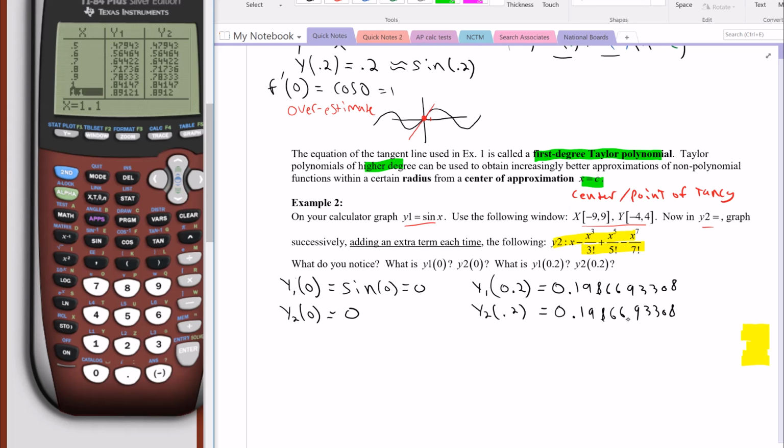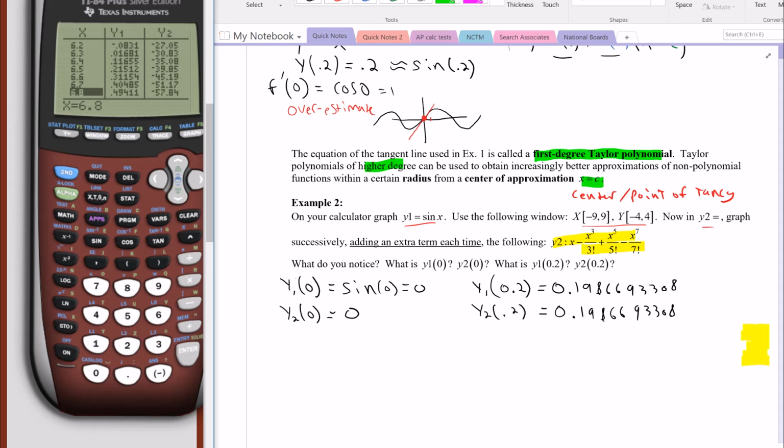Here's where they start getting a little bit different. At 1.1, you can see that the numbers are slightly different, but even up to the accuracy of what you'd expect on the AP exam, it's accurate enough, right? The point I'm trying to show you here is the farther you get away from the center, the less accurate the approximation becomes. So it's only very accurate close to the center, and the farther away you get from the center, the less accurate it is.